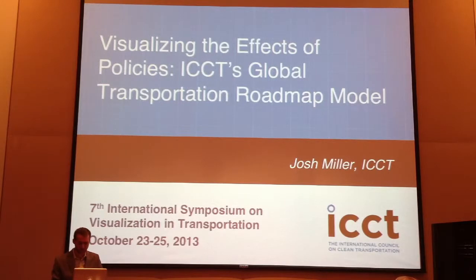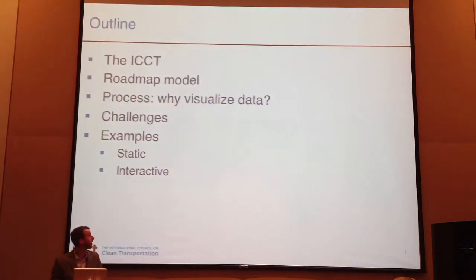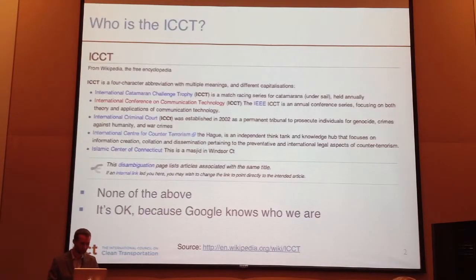2019, I'll be talking about visualizing the effects of transportation policy: teaching results for our global roadmap model. To give you an overview, we'll start with a little bit about the ICCT and our roadmap model. Next, going into our process, we'll cover why we even visualize data, what the challenges are that we've encountered, and then discuss some examples of both static and interactive visualizations. If anyone has a better term for static, feel free to suggest that as well.